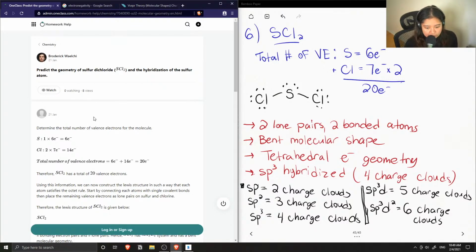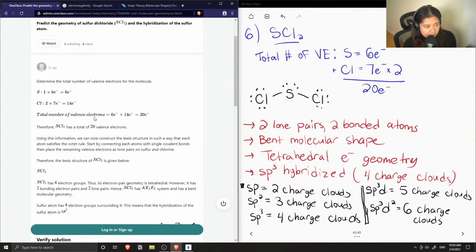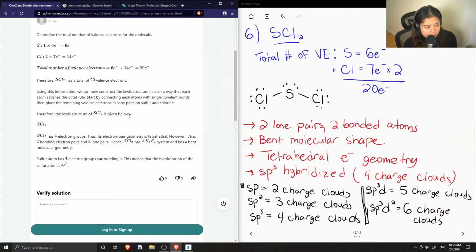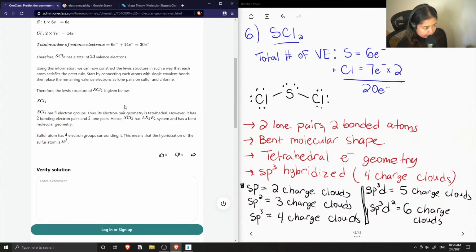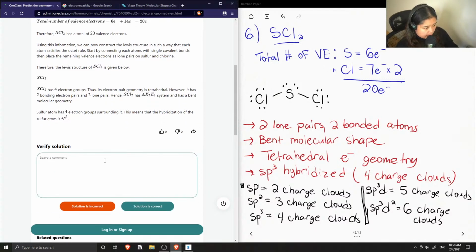And let's see what the junior tutor said. To determine the total number of valence electrons, they got 20. Using this information, we can construct a Lewis structure, which is not shown, but they described it having 4 electron groups, so there's electron pair geometry and a bent molecular geometry. And since there are 4 electron groups, which are what they call the charge clouds, this means that the hybridization is sp3. Okay, so the solution is correct.